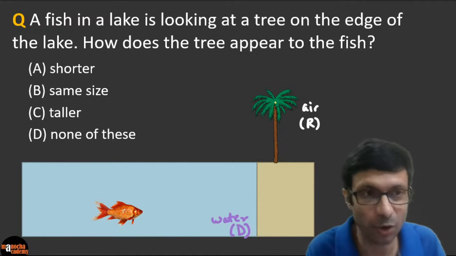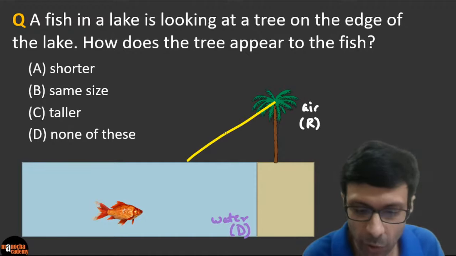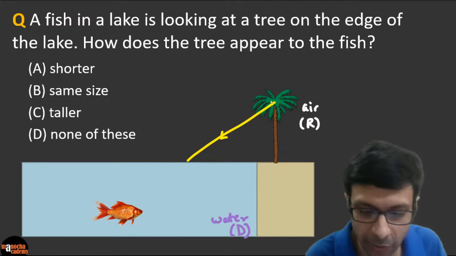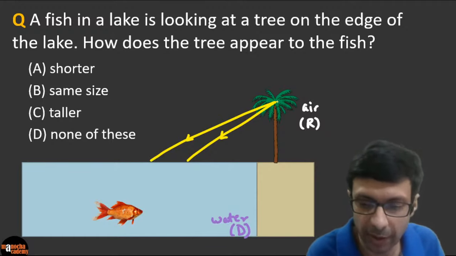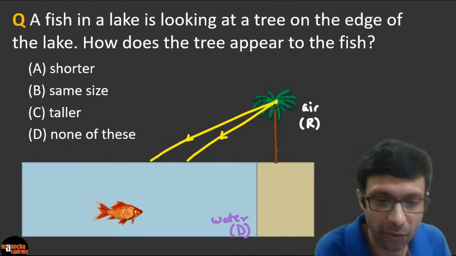So the light rays are going to start from the tree. Let's draw them. Let's say one light ray goes like this. And to form the image, you should draw two light rays. So let's draw another one here. We've drawn two light rays and we have taken them from the top of the tree. Now what's going to happen to these light rays?